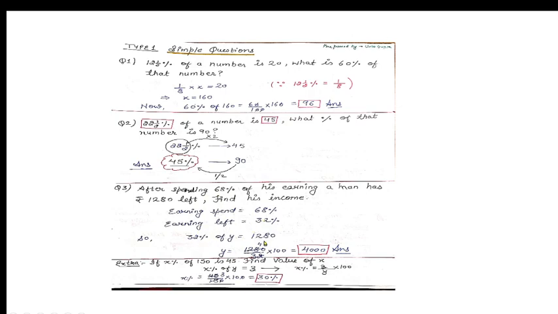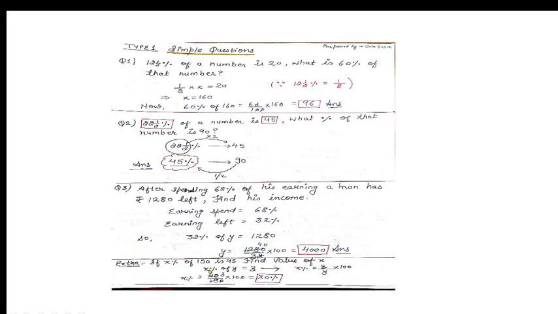Now we can compare both these numbers because they are in the same form. This is the remaining, meaning left, of the earning, and this is rupees 1280. Let the income be y, and when we solve it, 1280 divided by 32 into 100, we get the answer as 4000.